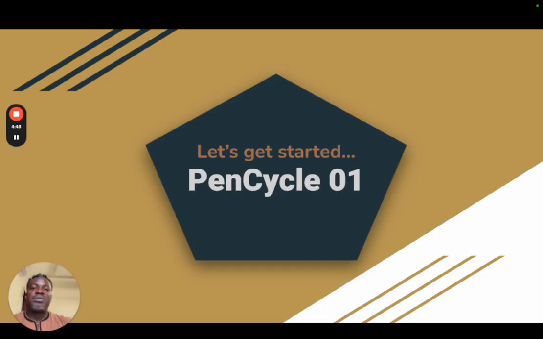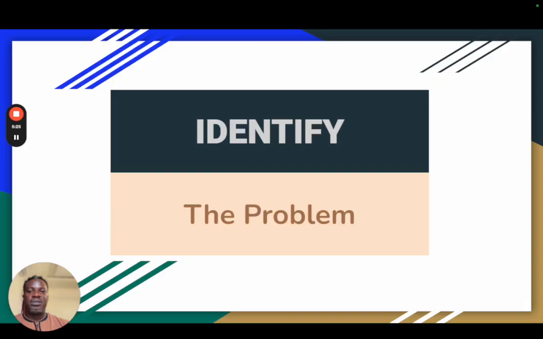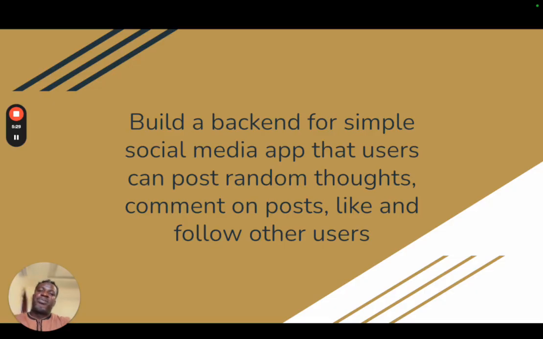Let's get started with Pentagon cycle 1. First, we need to identify the problem. The problem presented to us most often comes from a client that you have had a conversation with, or you have an idea of what you want to build. The problem statement is: build a backend for a simple social media app where users can post random thoughts, comment on posts, like and follow other users.